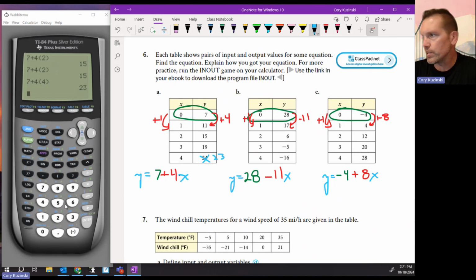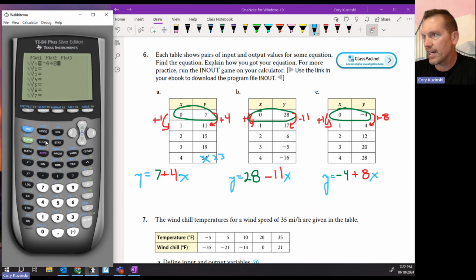All right, next one. Let's do this again. 28 minus 11 times 4 should give us negative 16. And times 1 should give us 17. It does. Let's try it with a graph on this last one. Let's go negative 4 plus 8x. Zoom 6 for a standard window. Trace 0, negative 4, yeah. 1 and 4. 2 and 12. 3 and 20. 4 and 28. Yeah, so we got a right answer.